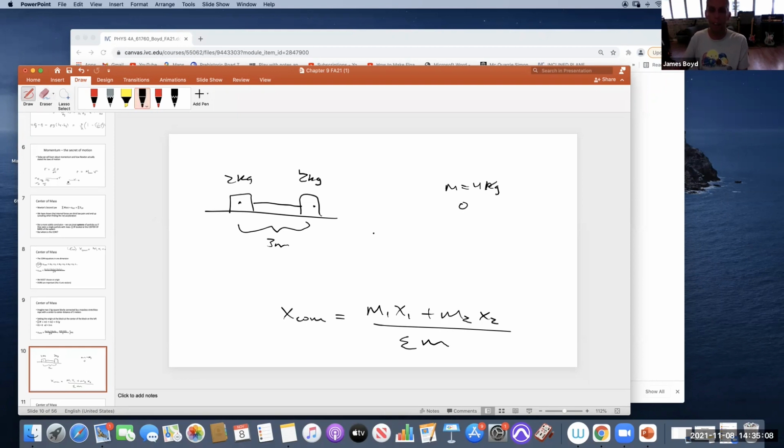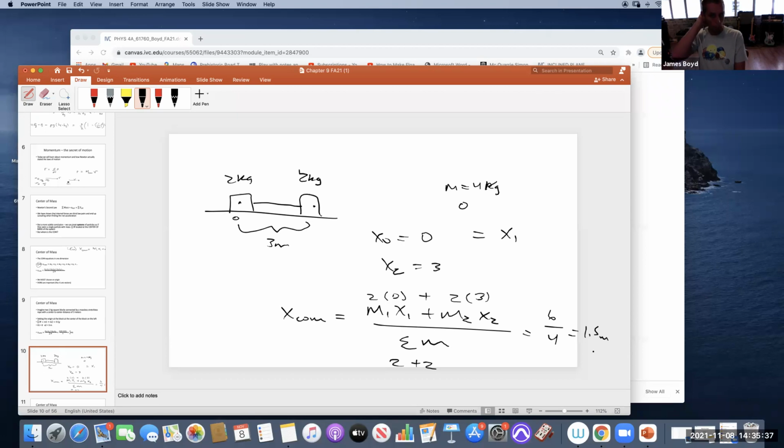The first thing that we have to remember is, where is our x naught? I'm going to draw it here. So x naught is 0, which is x1. And therefore, x2 is 3. And I can write this as 2 times 0 plus 2 times 3 over 2 plus 2. What I get is 2 times 0 is 0, and I get 6 divided by 4, or 1.5 meters. Okay? It's right in the midpoint.